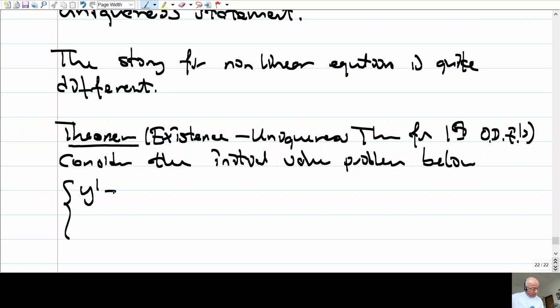Here, y prime equals f(x, y), which is nonlinear, so I will use the variables x and y. y is the dependent variable, and x is the independent variable. Let's say I have the initial condition y(x0) equals y0.